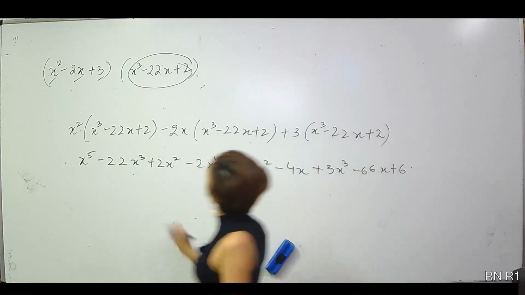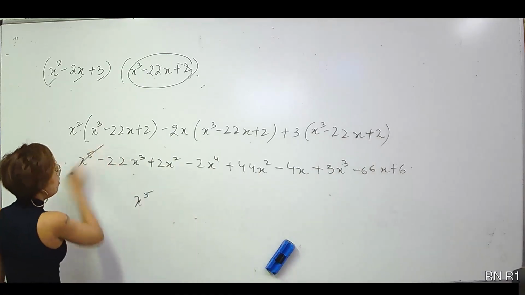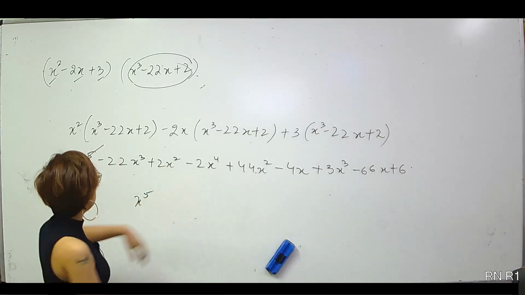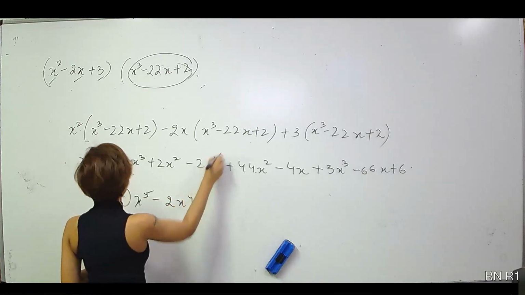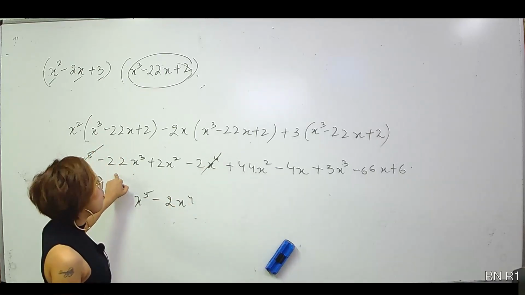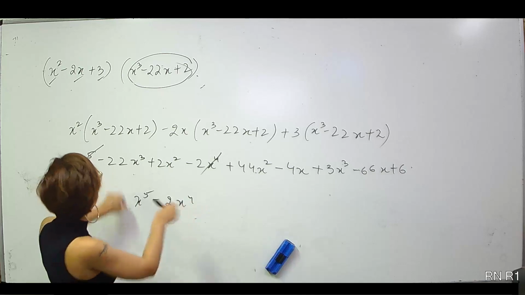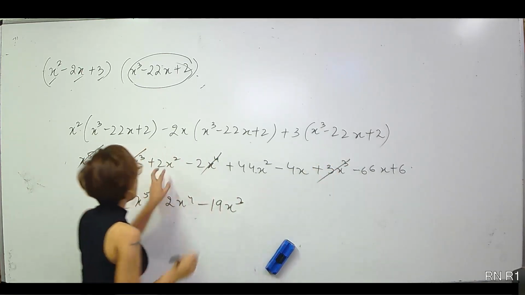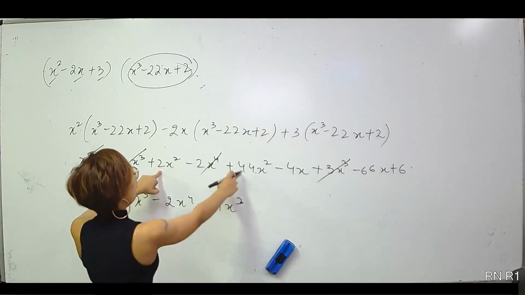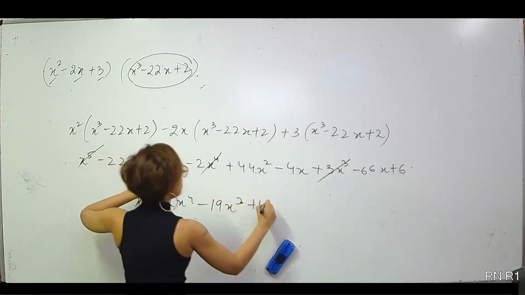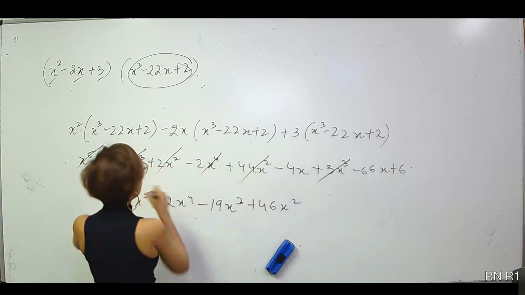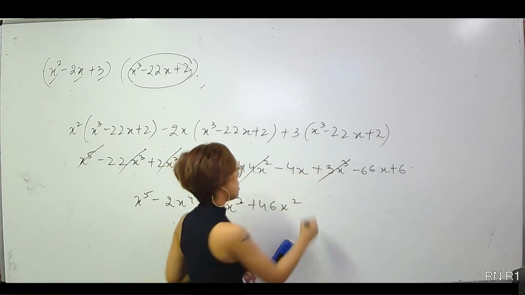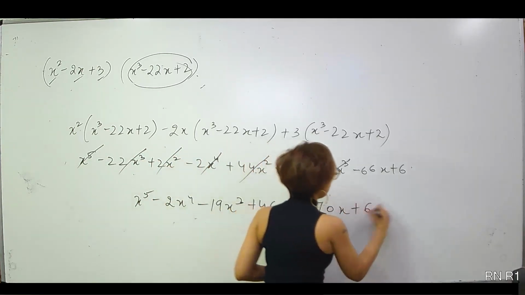Alright, so that's it. X raised to 5 is the only one. Now, x raised to 4 is the only one, so minus 2x raised to 4, done. X cubed: minus 22 plus 3. That's the only one, right? So, minus 19x cubed. Then, x squared: 2, 44. That's it. So, plus 46x squared. Then, minus 4, minus 66, minus 78x, plus 6.